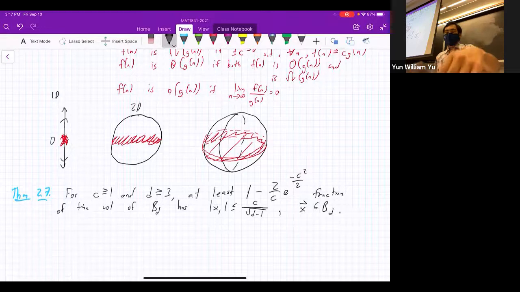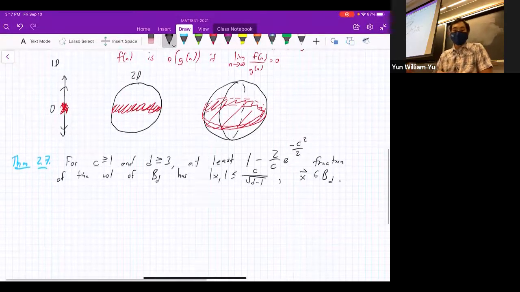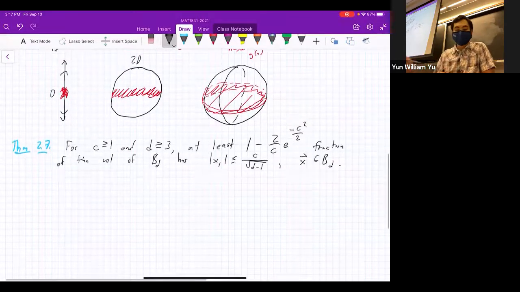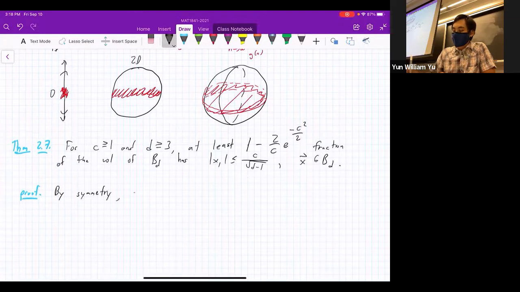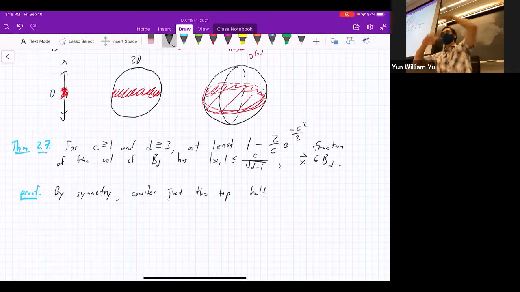This proof is going to involve basically just counting in some sense. So we're going to be doing a couple integrals. So let's prove this. By symmetry, we just need to consider the top half, because of course, half of the ball is above the plane and the other half is below it.